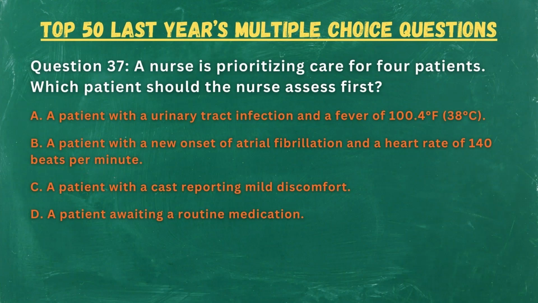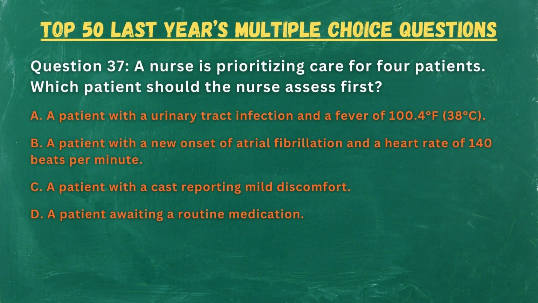Question 37. A nurse is prioritizing care for 4 patients. Which patient should the nurse assess first? A. A patient with a urinary tract infection and a fever of 100.4 degrees Fahrenheit, 38 degrees Celsius. B. A patient with a new onset of atrial fibrillation and a heart rate of 140 beats per minute.